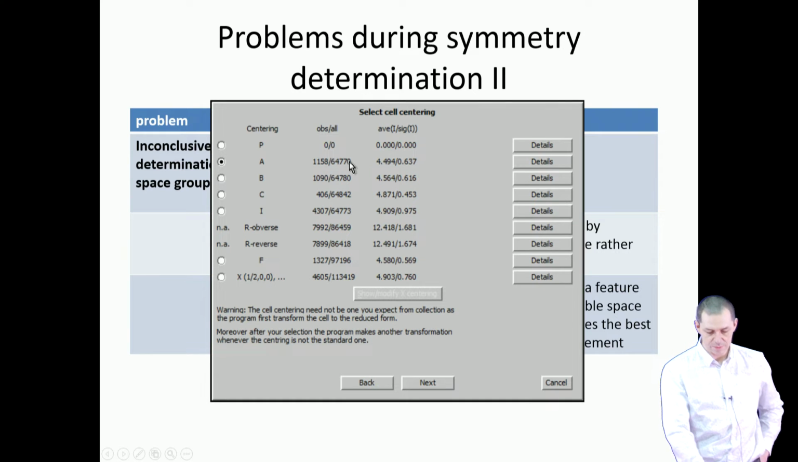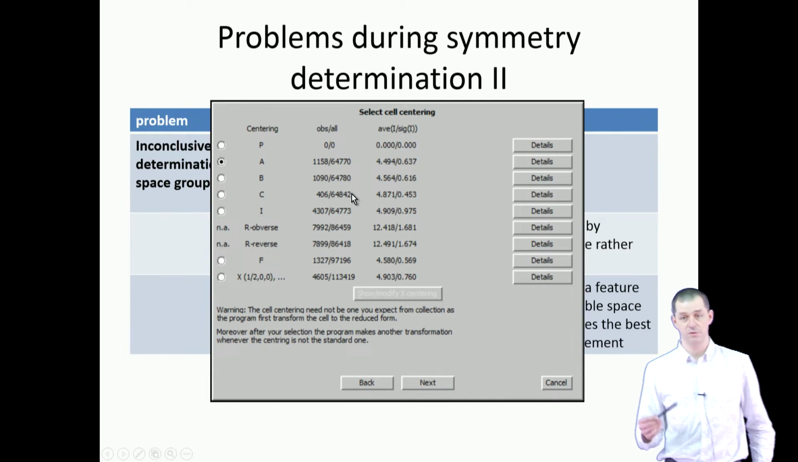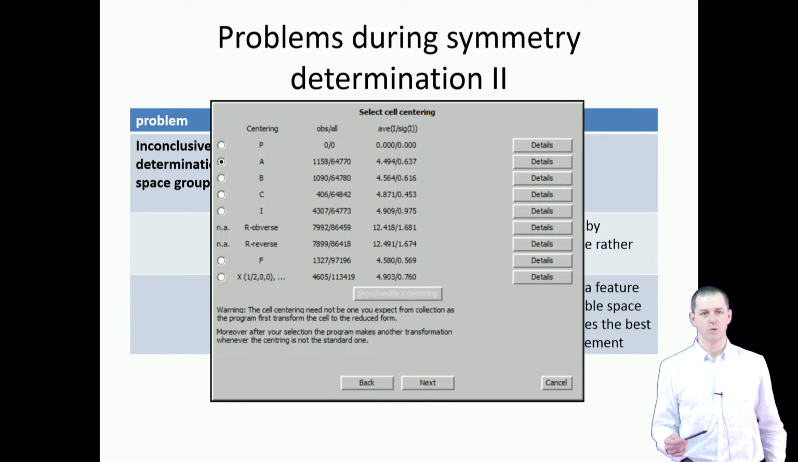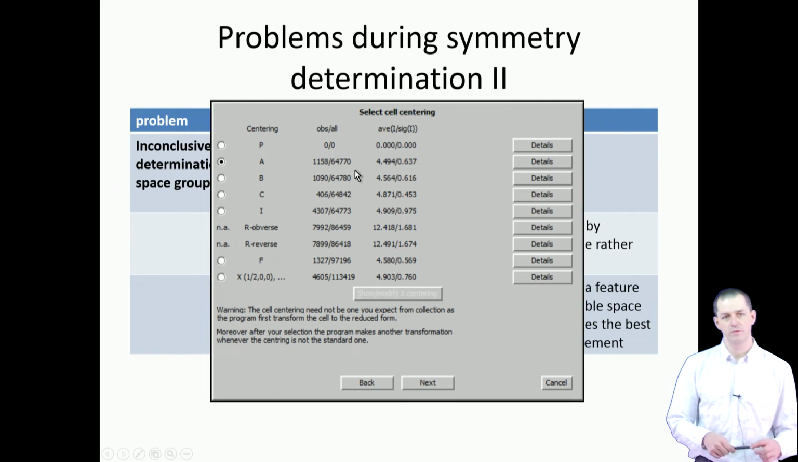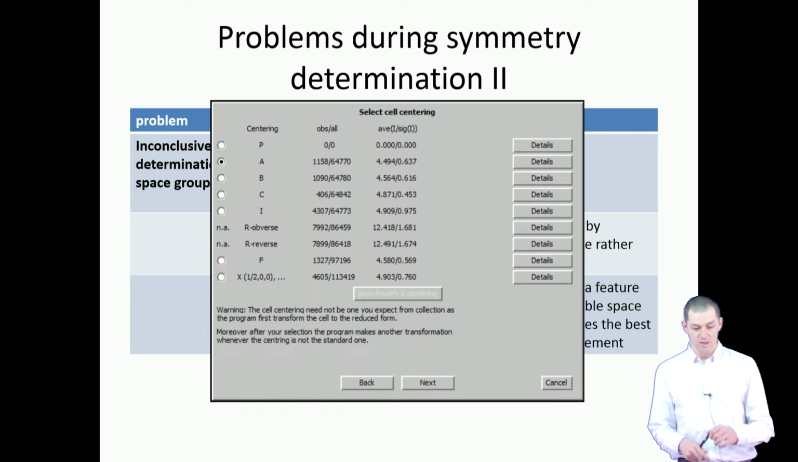But if you look at these numbers more closely, you'll see that, for example, for the C centering, there are only 406 reflections observed out of almost 65,000 reflections that should be absent. So 400 out of 65,000 is a very small number. So it's almost there. The C centering is almost there. But if you look at the A centering, it's not much worse. It's still 1,000 plus out of 65,000. So very few reflections are violating the A-centering rules compared to the total number of reflections. So this is weird.